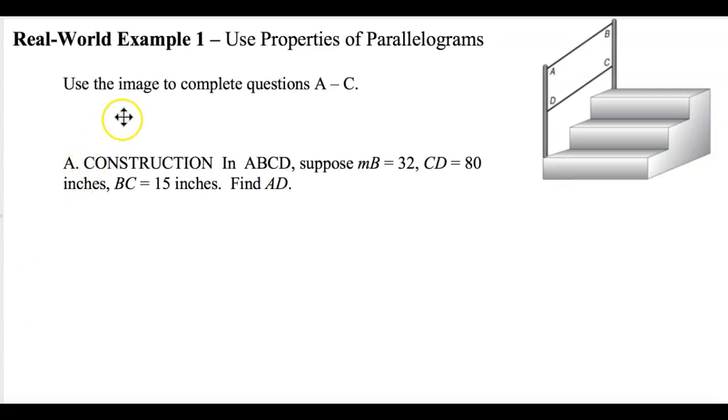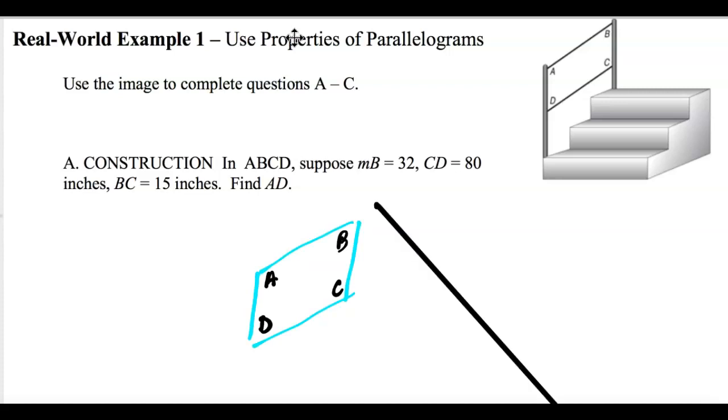A real world example. Use properties of parallelograms. Use the image to answer the questions about problems A through C. So let's take a look at this. It says, in construction, you have that space A, B, C, D. So I'm just going to draw it down here. Suppose that we have the measure of angle B is 32 degrees. So I'm going to say B right here is 32 degrees.